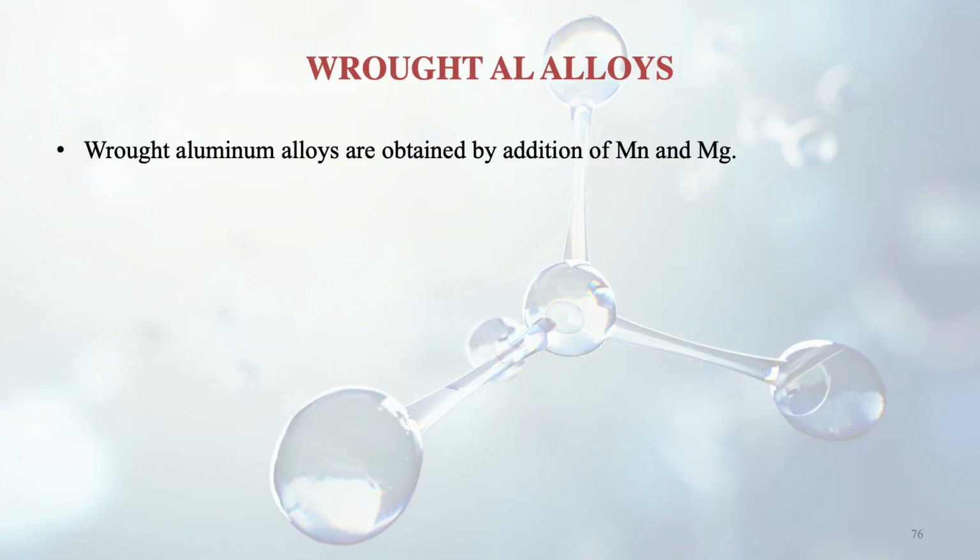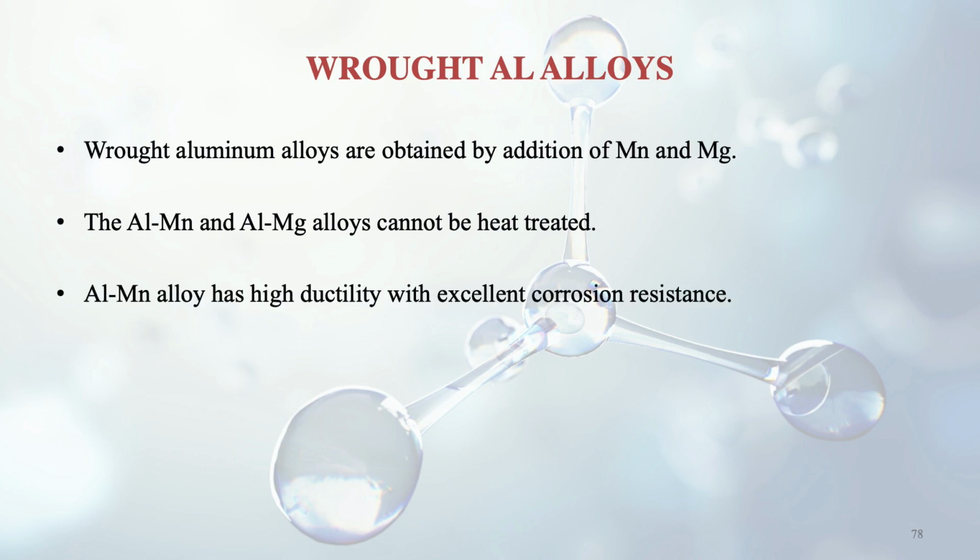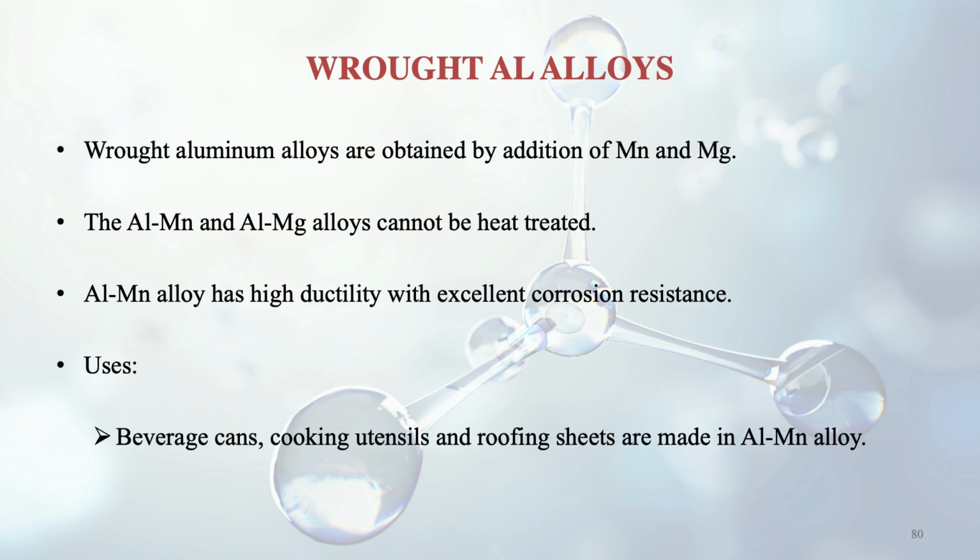Then the wrought aluminum alloys. These are obtained by addition of two elements, that is manganese and magnesium. So the aluminum manganese and aluminum magnesium alloys, these can be heat treated. These have high ductility with excellent corrosion resistance, and their applications are in beverage cans. We see different types of juices and all, they come in cans. And in cooking utensils in our kitchens and all. Then roofing sheets, at the top of our roof and terrace, we can place it. So these are different applications.